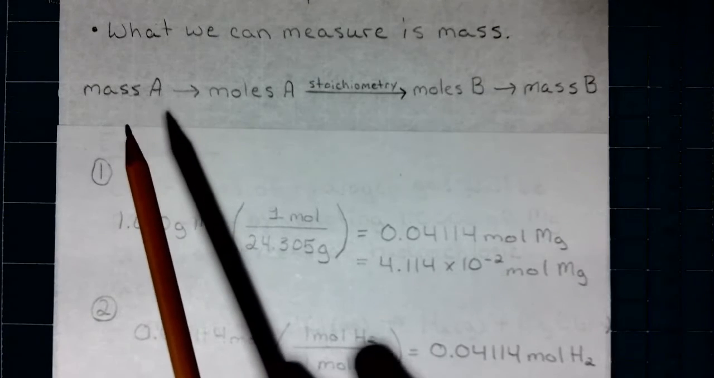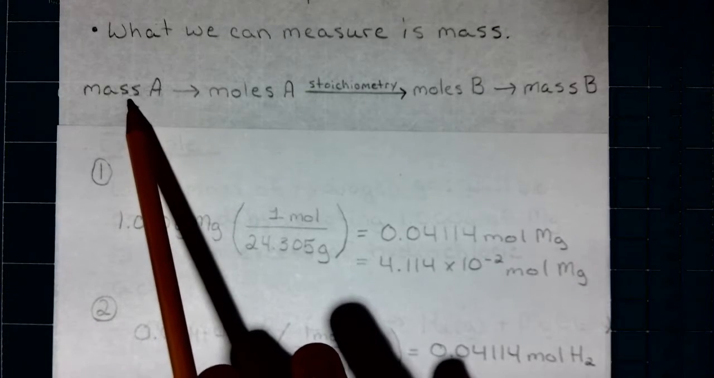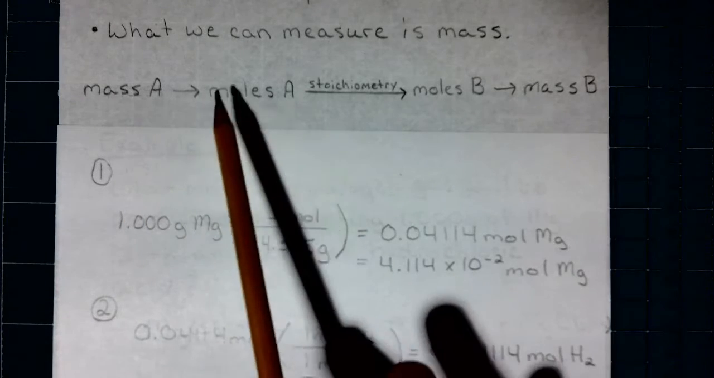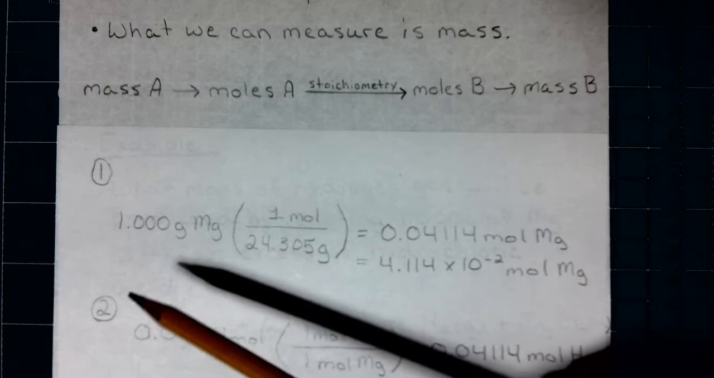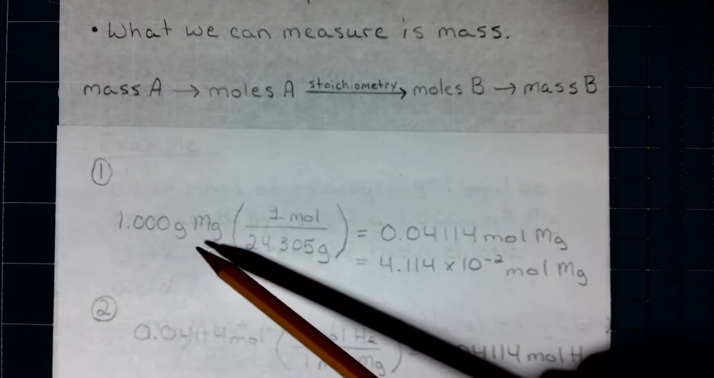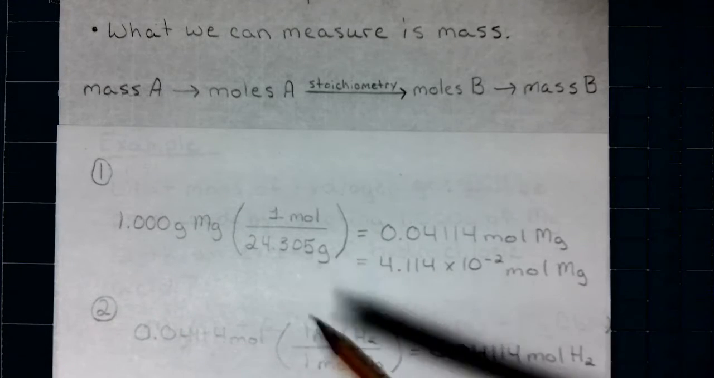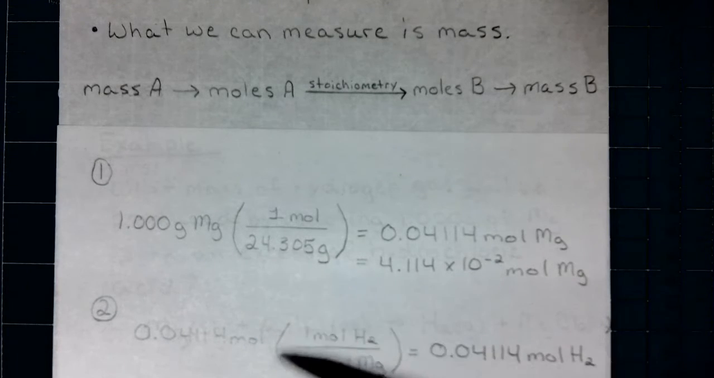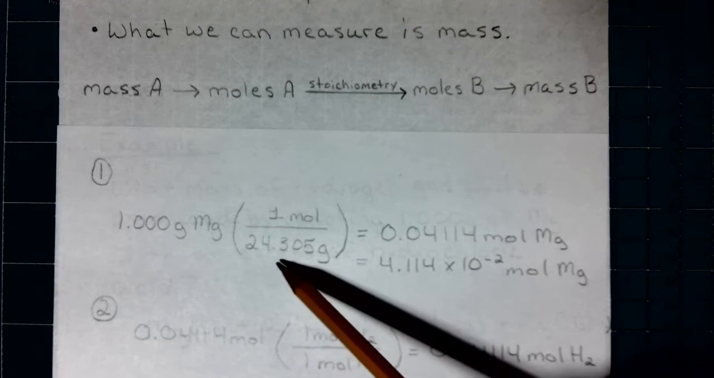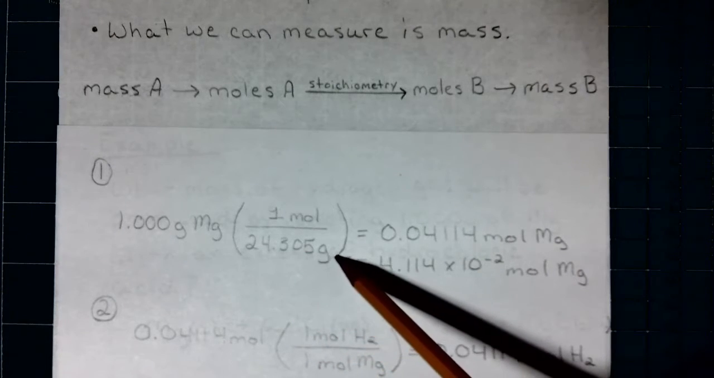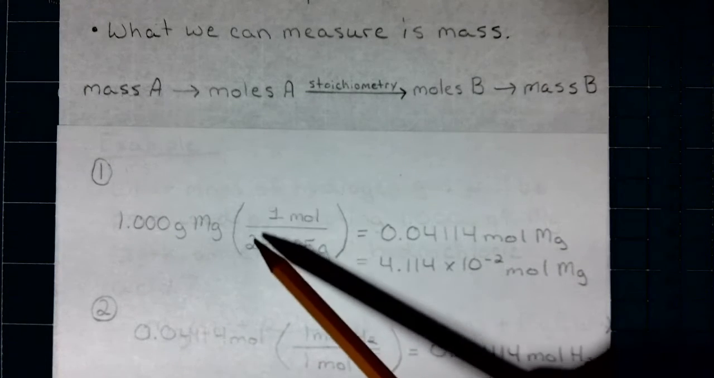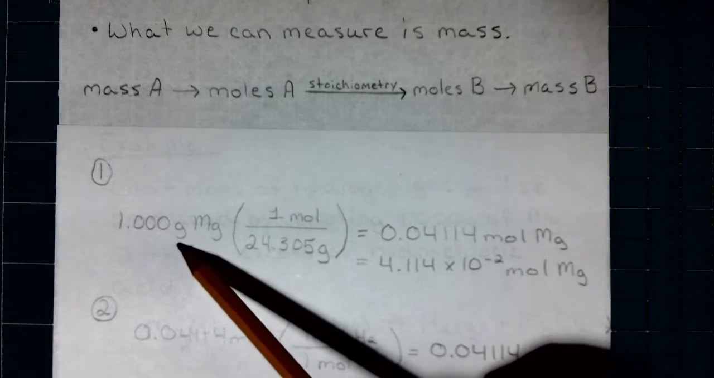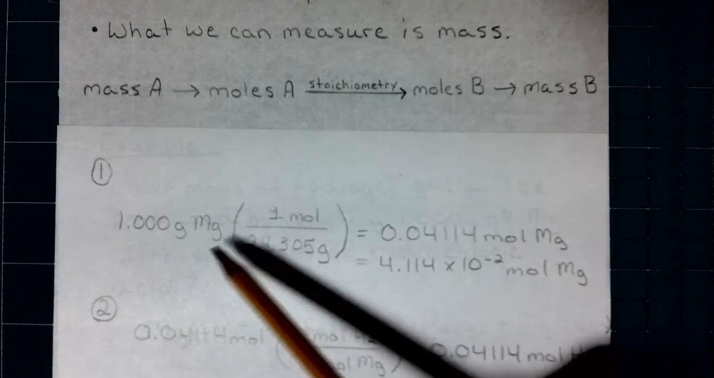Step 1 for solving this problem, we need to go from the mass that we were given to the moles that represents. So we were told that we were going to react 1.00 grams of magnesium. We can go to our periodic table and look up the atomic mass of magnesium. We know that it's 24.305 grams. We know that that is an AMU, but that's equivalent to grams per mole, so we can use that as a conversion factor here.